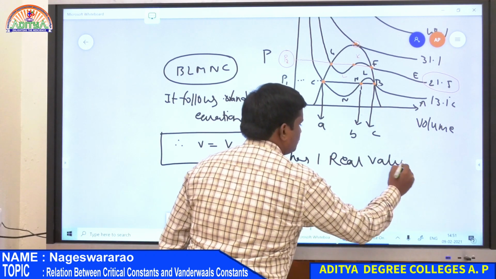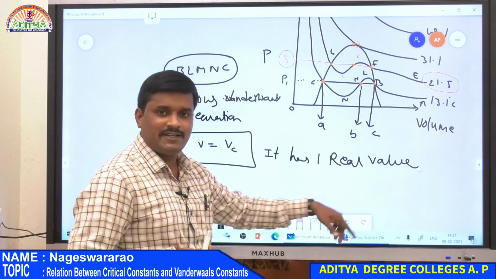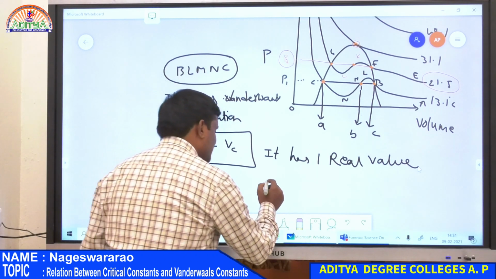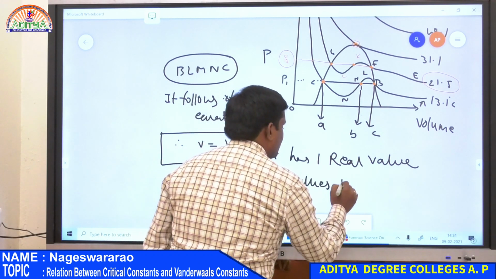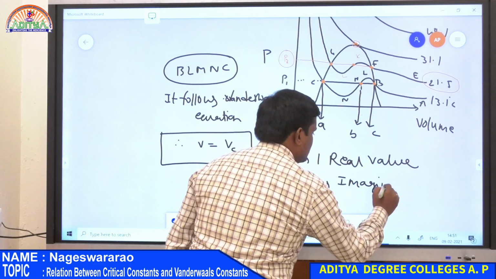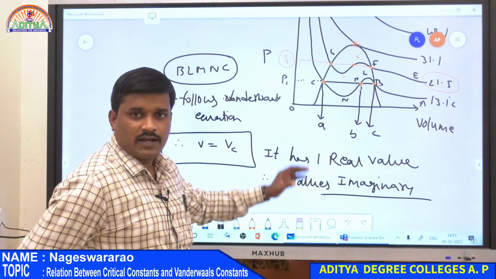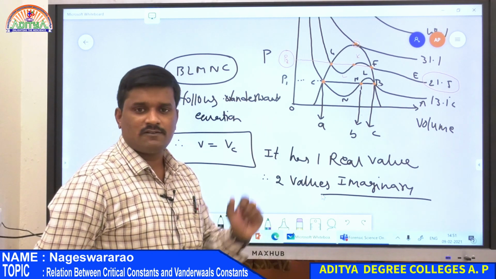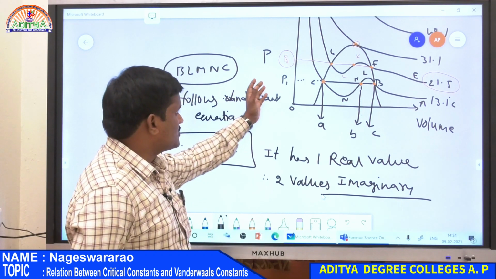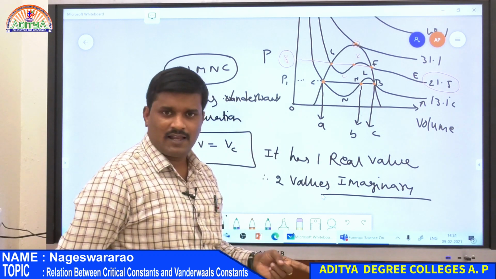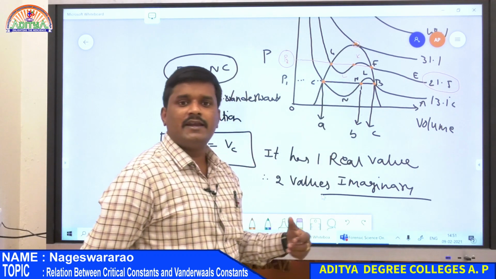So this is real. But according to van der Waals, you have three volumes. One is real, therefore the remaining two volumes are imaginary. Therefore, two values are imaginary. So totally 3, that is 2 plus 1. So this is the conclusion for the van der Waals equation. According to van der Waals, we have three values of volume for a given gas at given conditions of temperature and pressure. According to these isotherms, we have only one real value in both Andrews as well as Thomson. That real value is equal to critical volume.